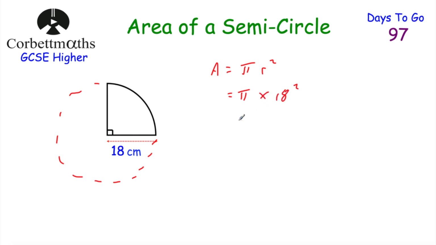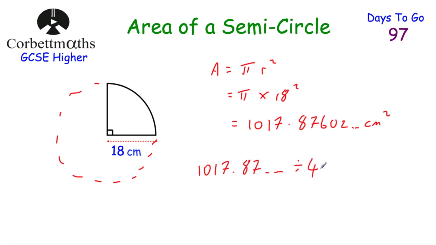So let's do pi multiplied by 18 squared on our calculator, and that's equal to 324 pi, or as a decimal number 1017.87602 and so on centimeters squared. Then that's the area of the whole circle. We want the area of the quarter circle, so we're just going to divide by 4. You could either take your 324 pi or the 1017.87 and so on, and then just divide by 4.